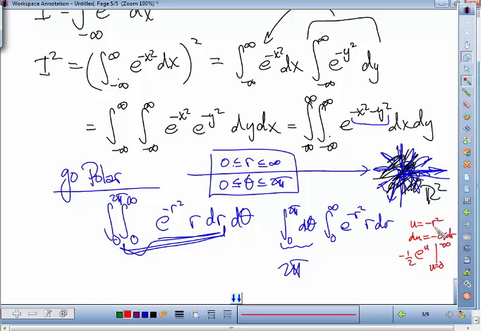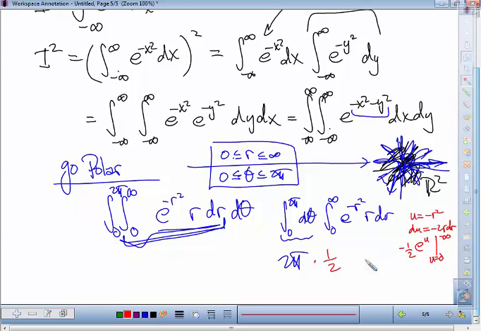So if you put minus infinity, that limit's going to go to 0. And then if you put 0, e to the u is 1. So that's actually just a positive 1/2. So this whole thing is equal to pi. Oh, that's kind of weird. What's equal to pi? The square of the integral is equal to pi, which means the integral itself must equal the square root of pi.